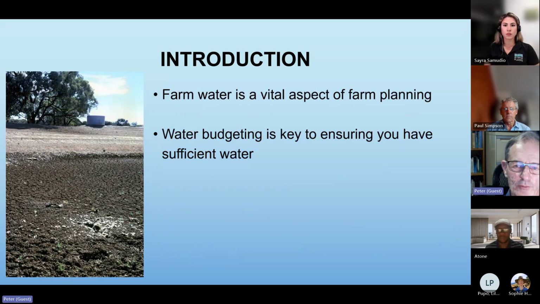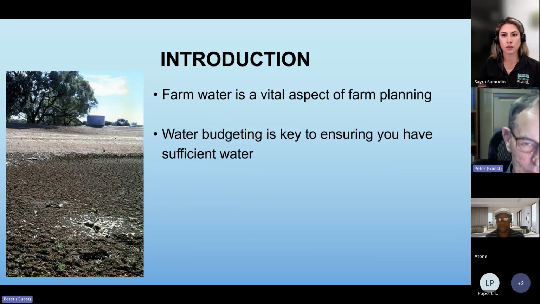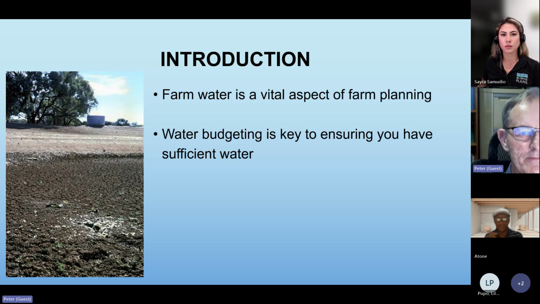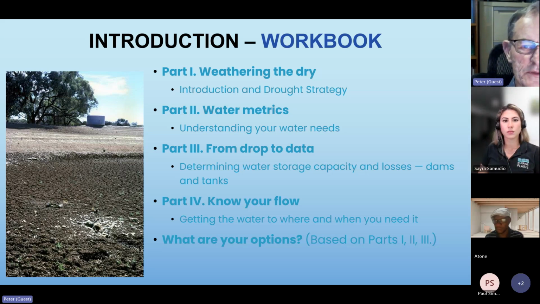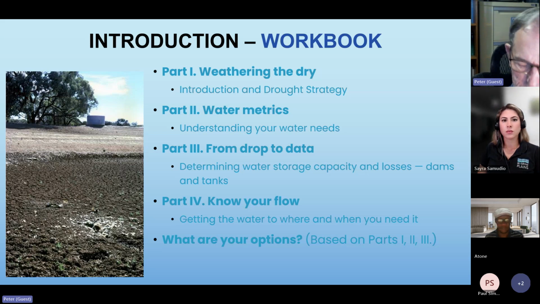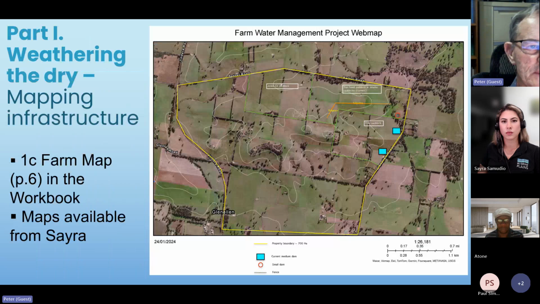So to state the obvious, farm water is a vital aspect of farm planning, and water budgeting, which we're stepping into now, is a key to ensuring you have sufficient water. The workbook that Paul was just referring to, the plan workbook, has those 4 sections: weathering the dry, water metrics from drop to data, and know your flow. And part of know your flow is what are your options. Well, we'll leave part 1. Paul's touched on it for you to have a look at, and I want to step into part 2, the water metrics. And Paul's already mentioned that one, so we'll skip on.